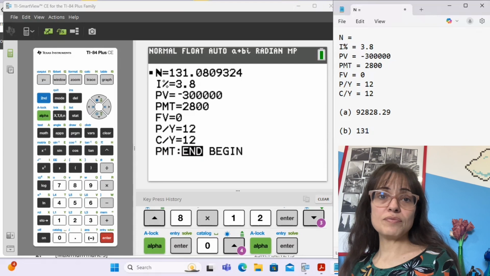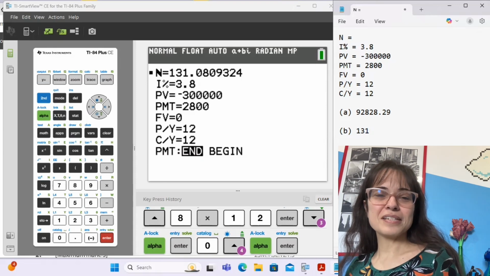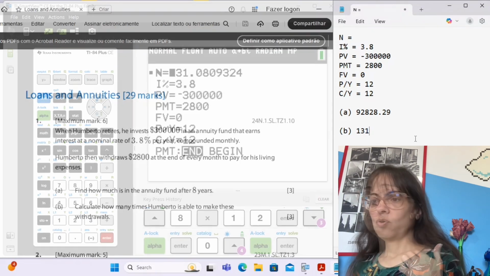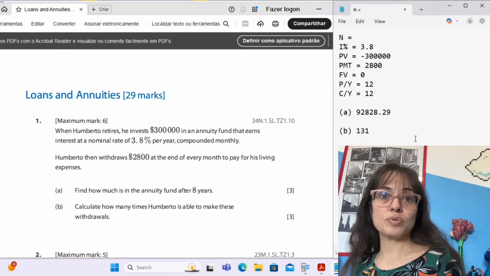So almost 11 years. If the question was how many years, you would say 10 years and 11 months, I guess. But that was not the question. Question was how many times he can make the withdrawal. So the answer really is just 131.